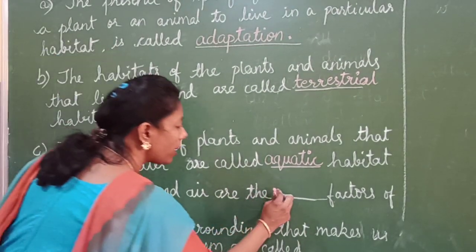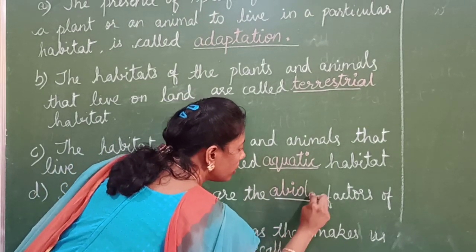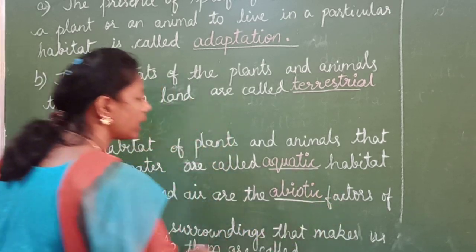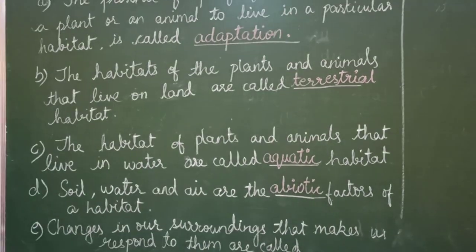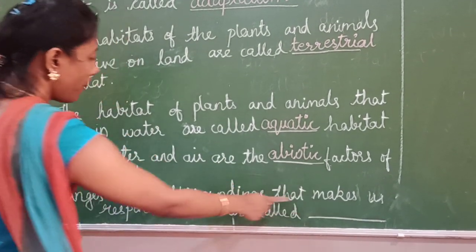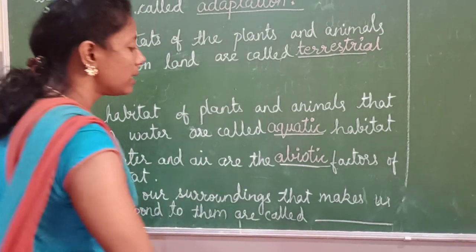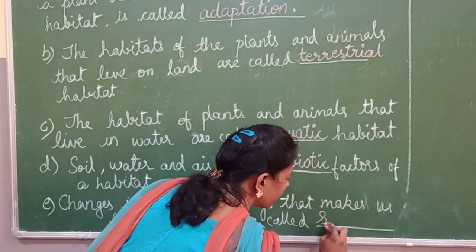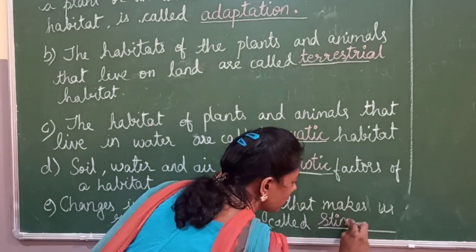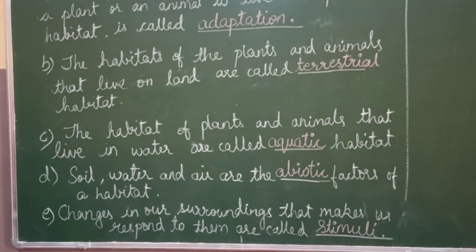Next question. Soil, water and air are the abiotic factors of a habitat. ABIOTIC. Next question. Changes in our surroundings that make us respond to them are called stimuli. STIMULI.